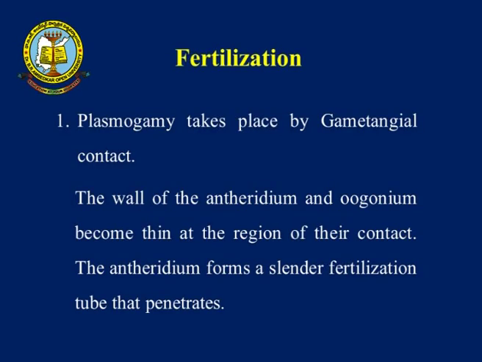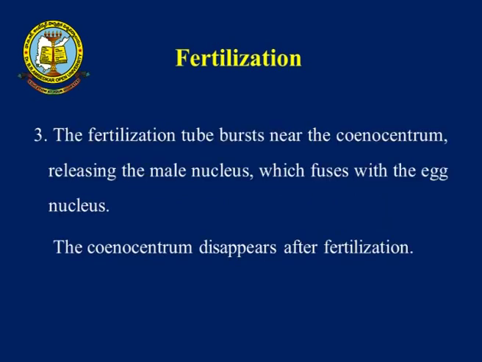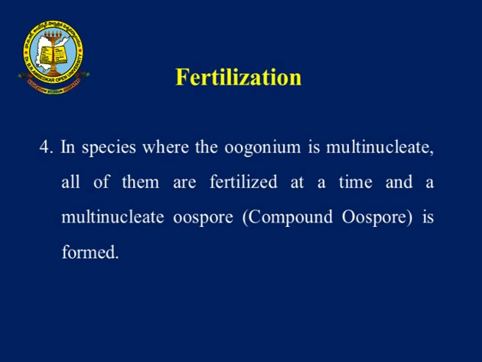Plasmogamy takes place by gametangial contact. The walls of the antheridia and oogonia become thin at the region of their contact. The antheridia form a cylindrical fertilization tube that penetrates the oogonial wall and reaches the ooplasm. The fertilization tube bursts near the coenocentrum, releasing a male nucleus which fuses with the egg nucleus. The coenocentrum disappears after fertilization. In species where the oogonium is multinucleate, fertilization results in multinucleate oospores.